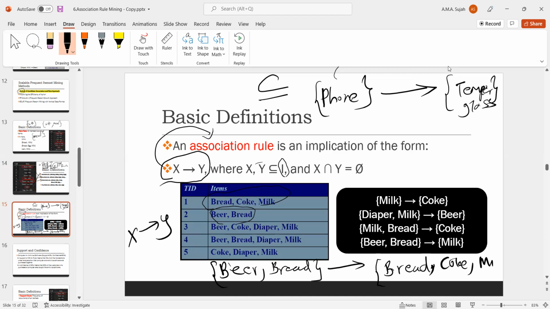Coke and milk. How can you find out whether there is a possibility to buy these things? This is from transaction 2. This is from transaction 1. So this is an association rule. You are saying what here? If a person buys bread and beer, there is a possibility to buy bread, coke, and milk.